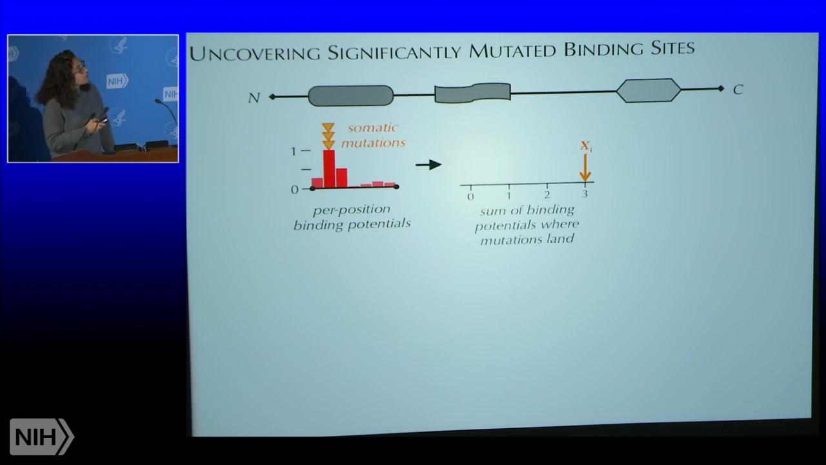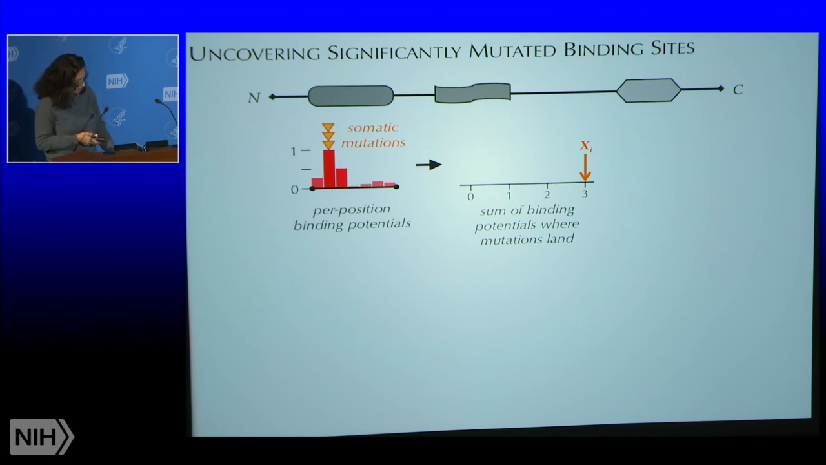So let's say we looked at our data and we had 3 mutations and they fell in this second position of this binding domain. So we compute a score that's just the sum of the binding potential where the mutations land. So in this particular case, our score would be 3. So we say, is 3 a big number? Is 3 a small number? How do we know, of the mutations that fall within this region that we've modeled, do they tend to hit binding positions or not?